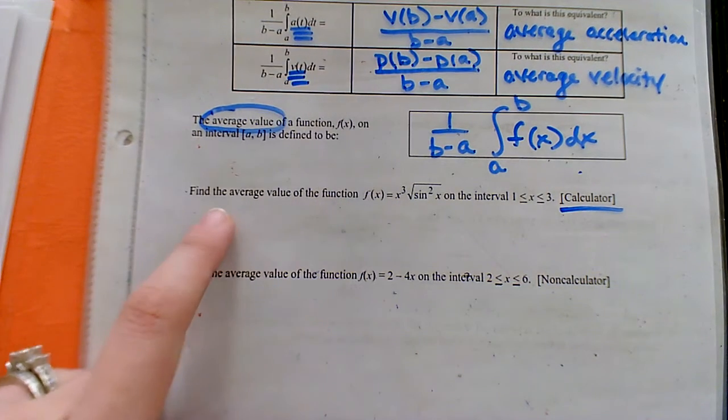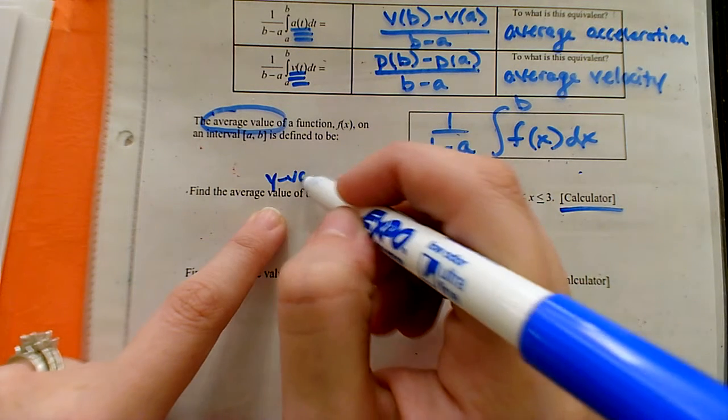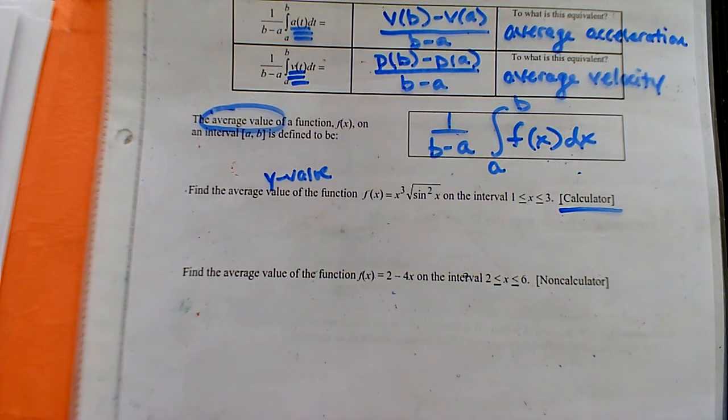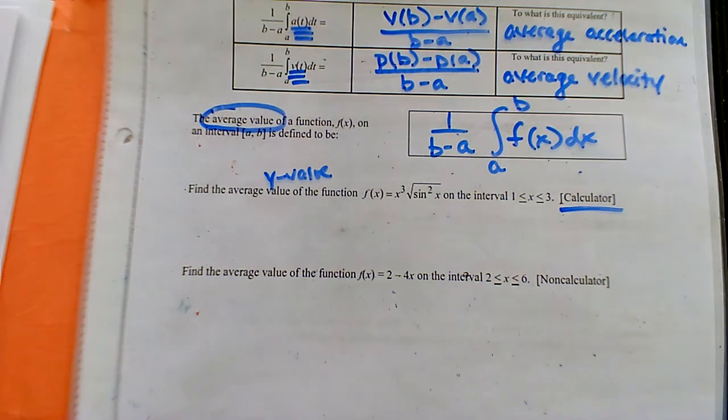So let's check out the first one. Find the average value, okay, y value or output, of this function on the interval from 1 to 3, and we're able to use our calculator. So what might the setup look like that we would need to type into our calculator, using what's in the box as a guide?